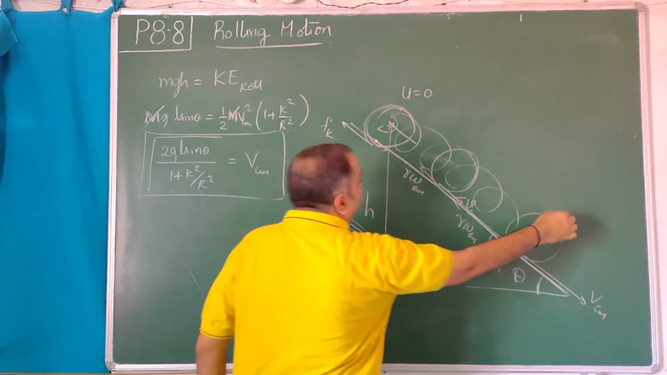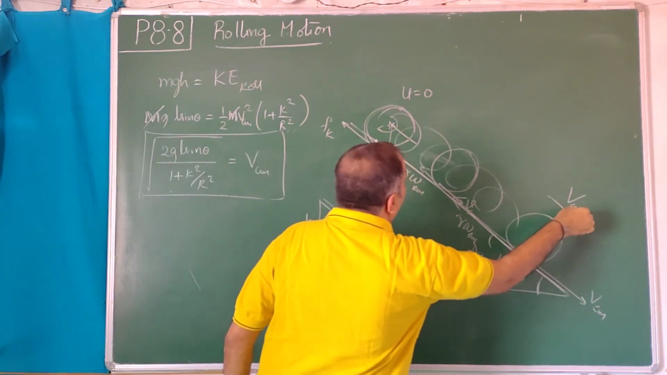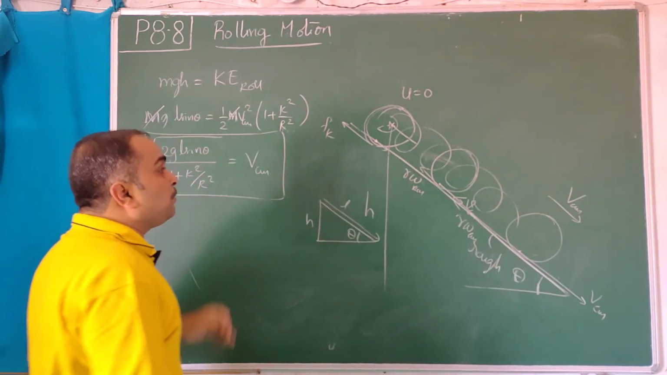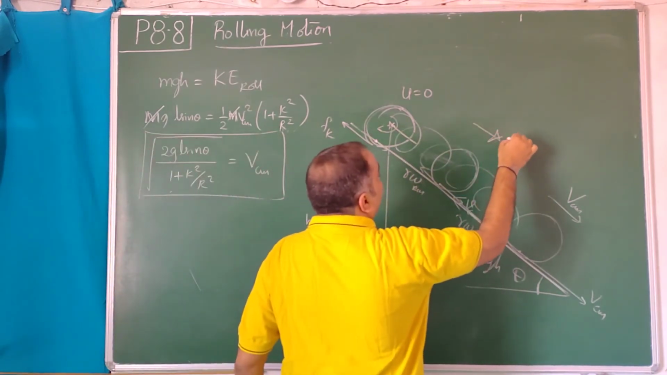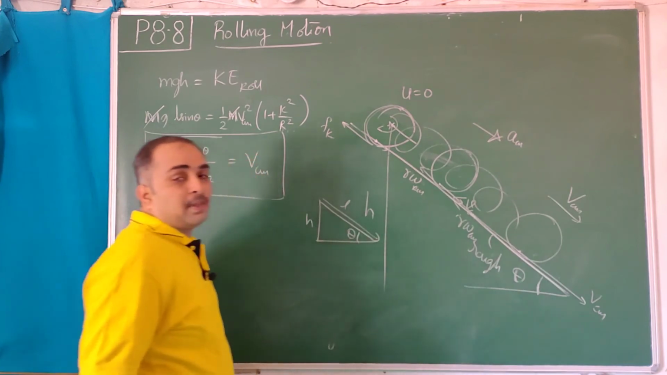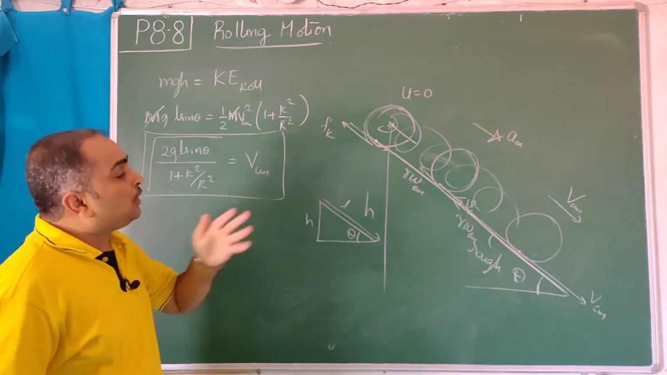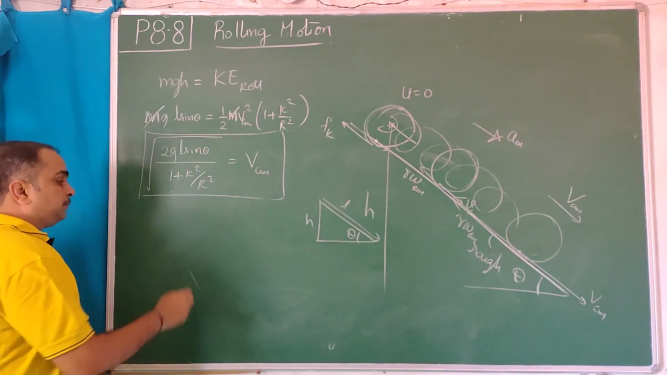So u is 0 and here it gained VCM, and that VCM is this much, which means you can get ACM also. What is the acceleration? ACM for a given object. If you change the object, the value changes, but for a given object we can write it.